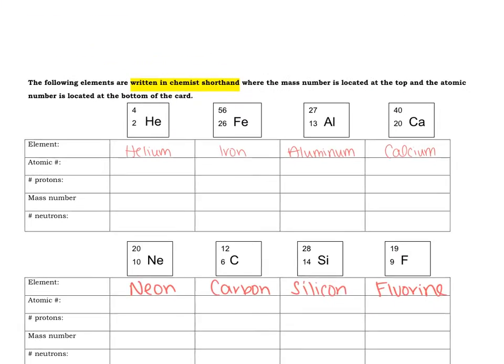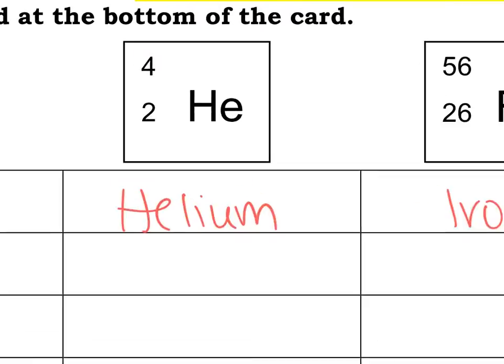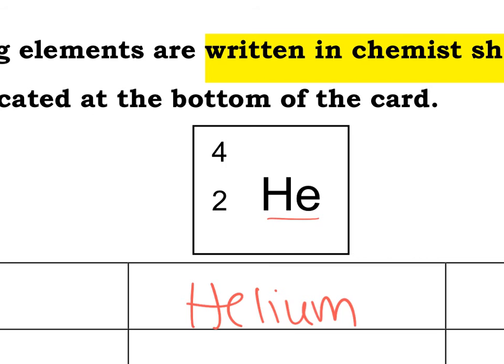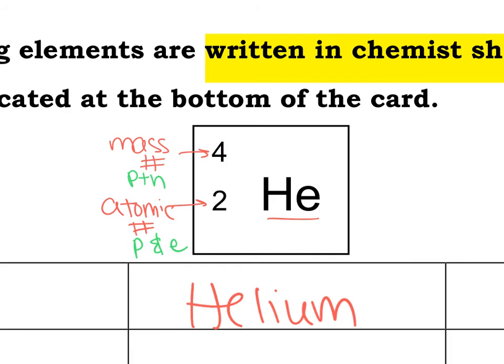All right, so these are written in chemist shorthand. So reminder, with chemist shorthand, we have our element symbol, we have our atomic number down here, and then we have our mass number up top. Remember, our mass number is protons plus neutrons. Our atomic number is the same as protons and electrons.